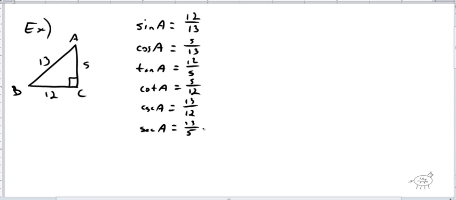Pretty easy. Now, the next column, let's do values of B, in a particular order. I'm going to do cosine of B, again using SOHCAHTOA. Cosine is adjacent over hypotenuse, so it's 12/13. Then sine of B.